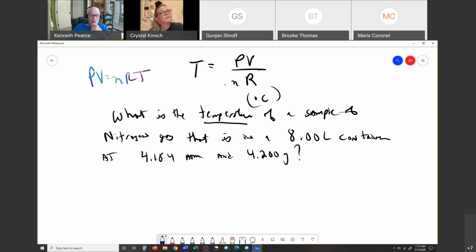What else do we have here? Oh, wait a minute. That's nitrogen gas, and I'm told we have so many grams. You should know that nitrogen gas is one of our diatomics. It's not N, it's N2. And so the molar mass of nitrogen gas is not 14, it's 28.0 grams for every mole.